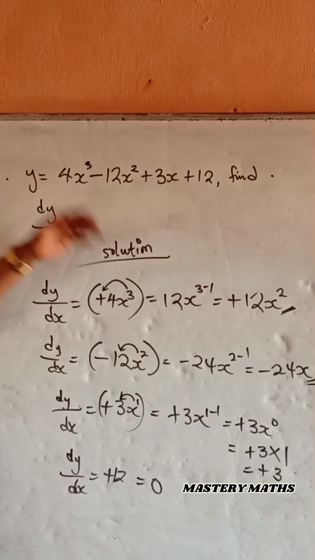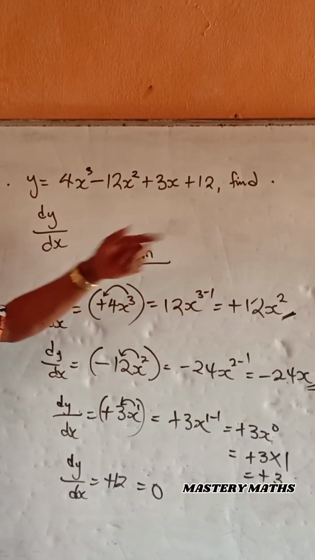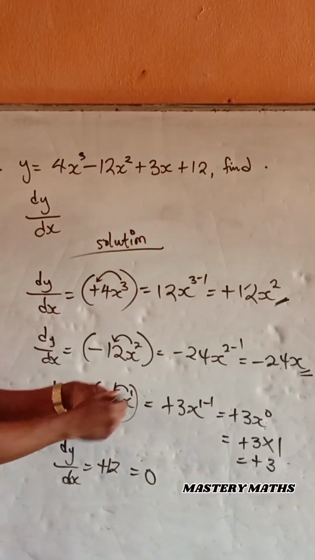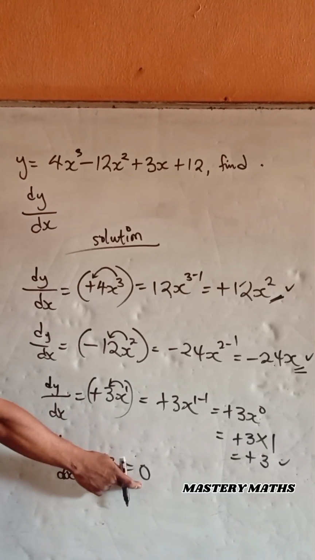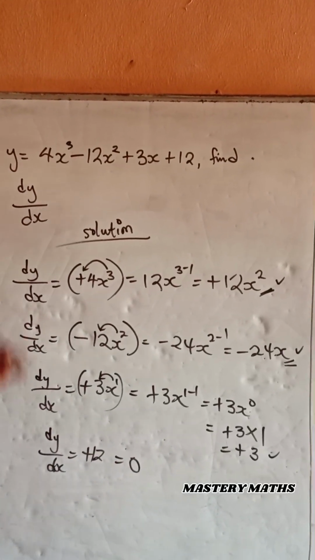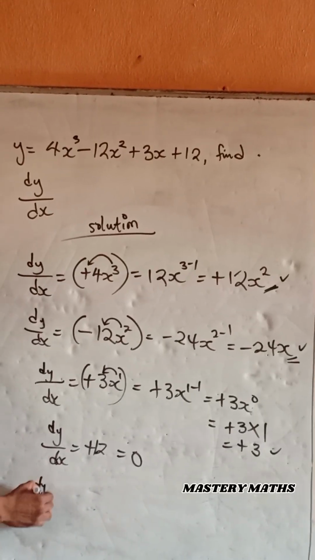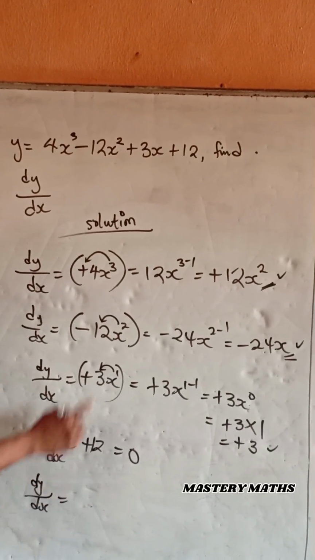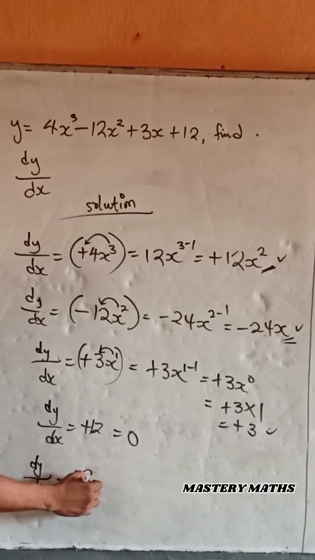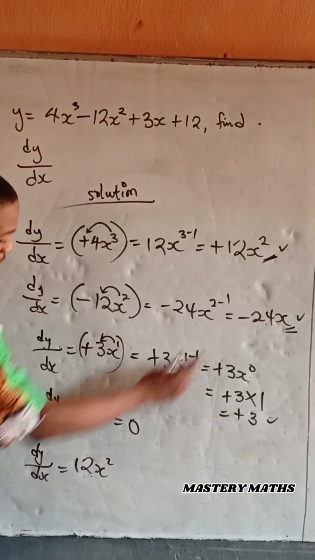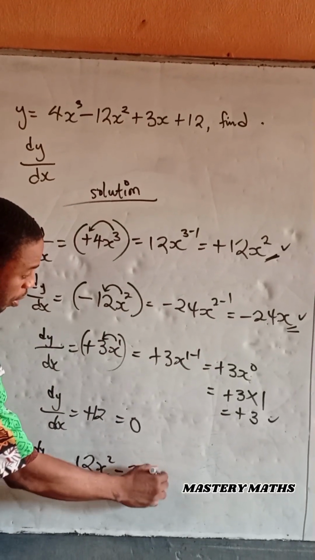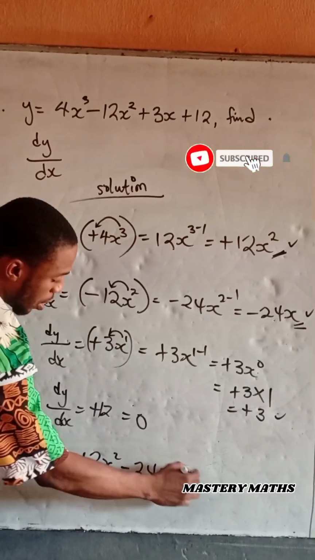Now after we've done this using the terms and the power method, we're going to list out the answers we have here. We will not include 0 because 0 will disappear. 0 means nothing. Now the first one there, we said that dy/dx is equal to 12x squared, an invisible plus, and we'll have a minus 24x plus 3.